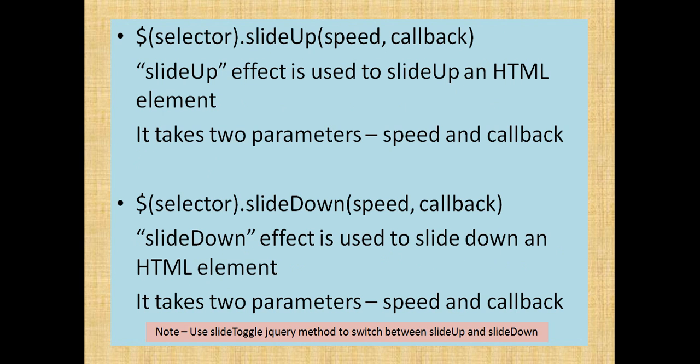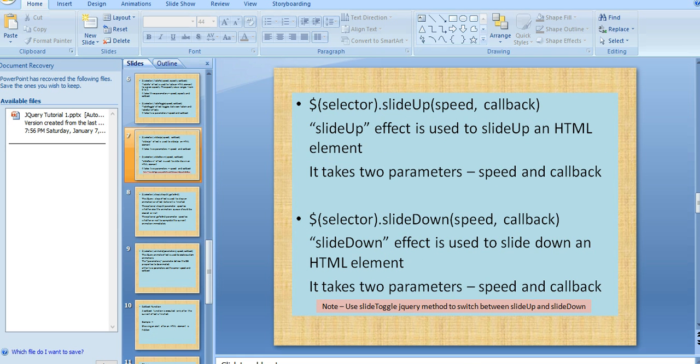The next effects in line are slideUp and slideDown effects. The slideUp effect is used to slide up an HTML element. It takes two parameters, speed and callback. The slideDown effect is used to slide down an HTML element. It takes two parameters, speed and callback. You can also use the slideToggle jQuery method to switch between slide up and slide down. Let's see how to use them.